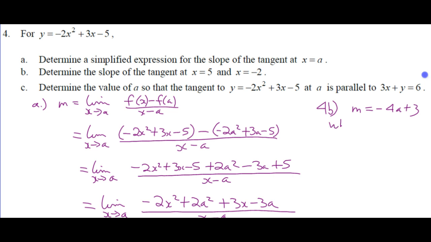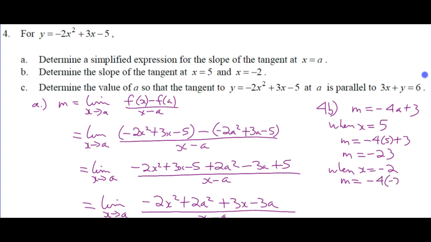So when x equals 5, the slope will be negative 4 times 5 plus 3, or negative 17. And when x equals negative 2, the slope will be negative 4 times negative 2 plus 3, which is 11.